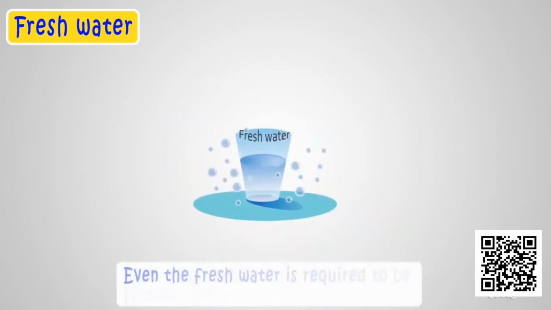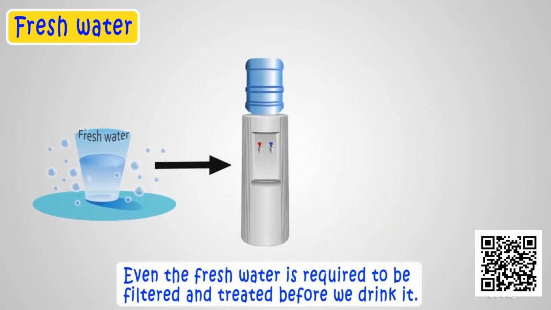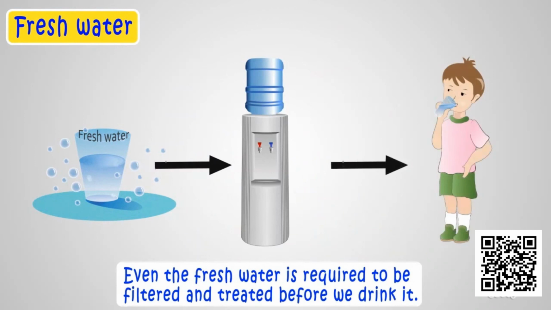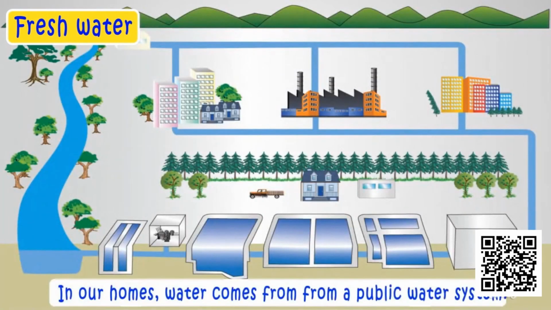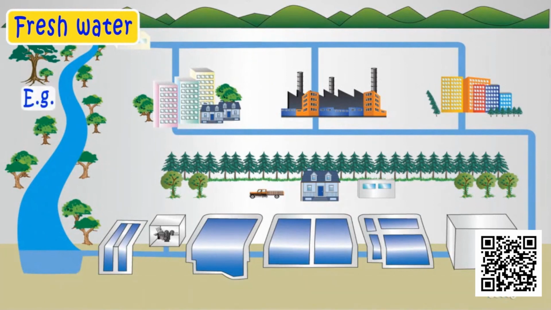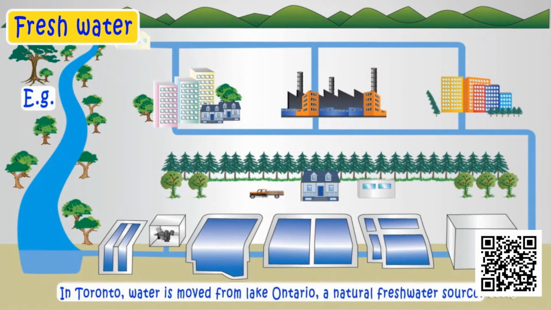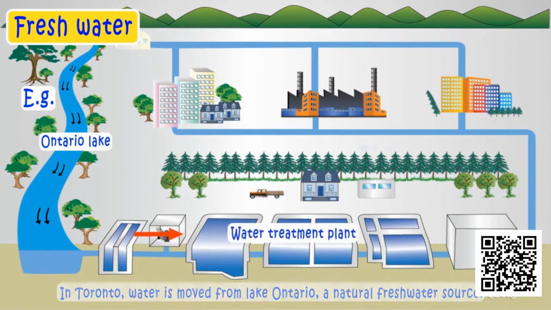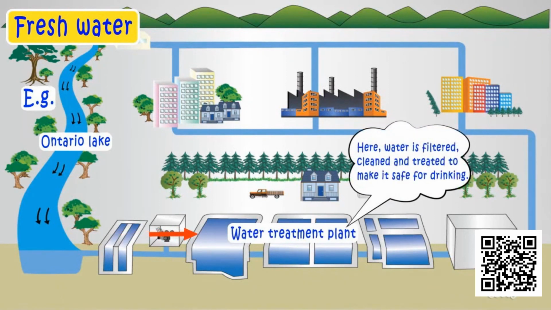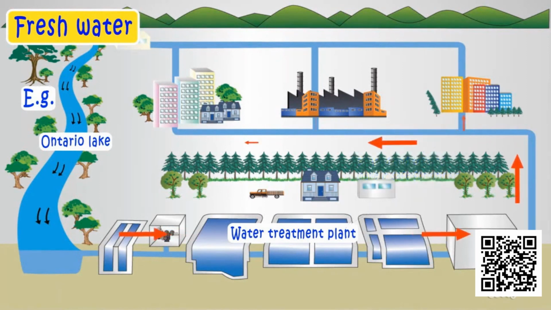Kids, even the fresh water is required to be filtered and treated before we drink it. In our homes, water comes from a public water system. For example, in Toronto, water is moved from Lake Ontario, a natural freshwater source, to a human-made water treatment plant where it is filtered, cleaned, and treated so that it is absolutely safe to drink. And then it is moved to homes and businesses through water supply systems of pipes and pumps.